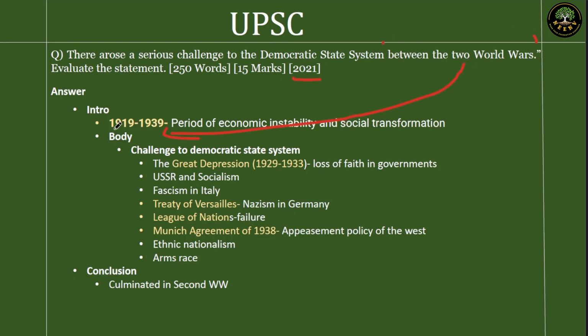We'll give the time period here. 1919 is the year in which the First World War came to an end. 1939 is the year in which the Second World War started. So this is the time period of focus. We'll give the general characteristics of this time period in the intro along with that.